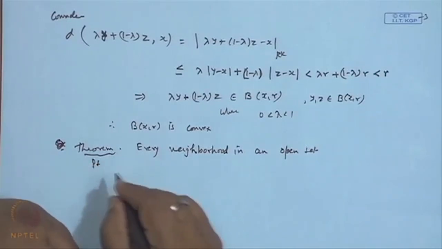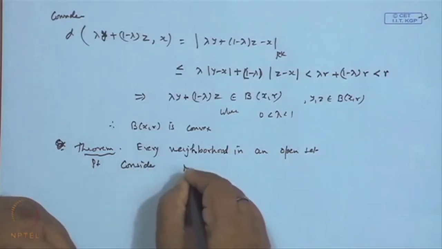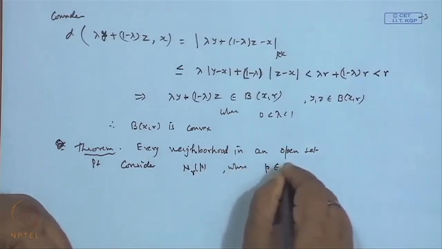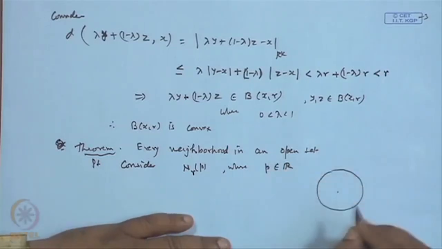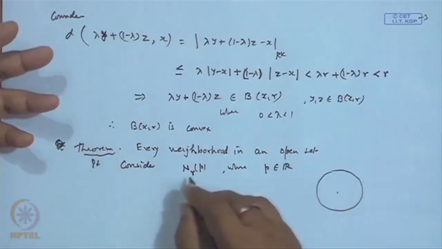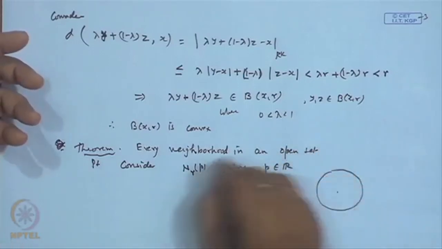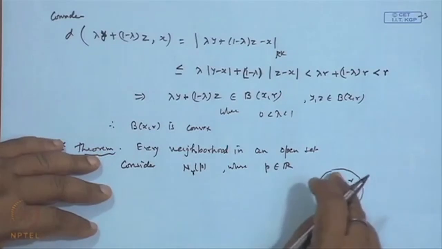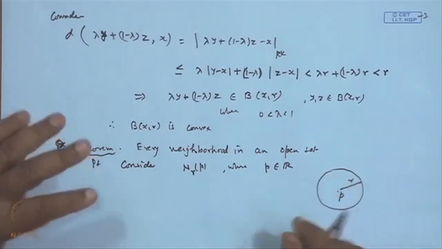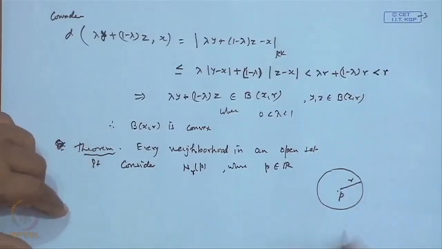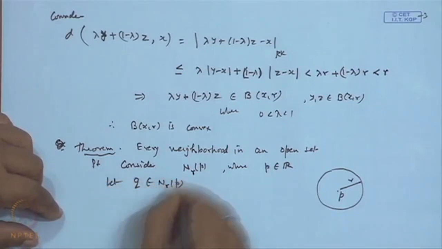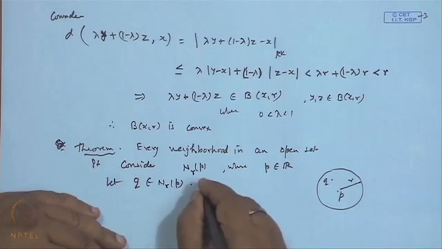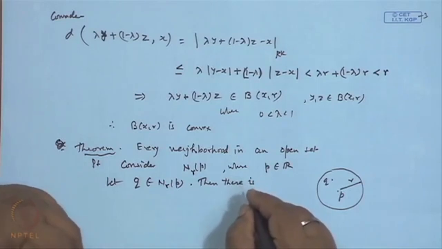So, the proof is: let us consider a neighborhood centered at P with radius R, where P is a point in the space. I am just drawing it as a circle, but it may depend on the space. Suppose the center is P with radius R. We want this neighborhood to be open. It means if every point of this neighborhood is an interior point, then it will be an open set. So consider a point Q in this neighborhood, let Q belong to N_R(P). Find its distance from P. Then there is a positive real number h.